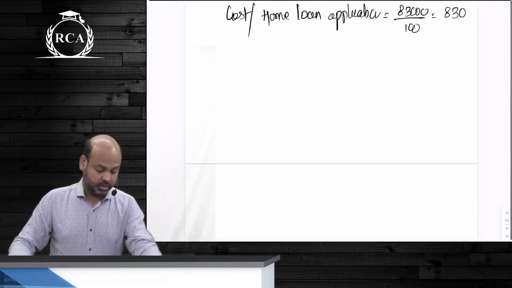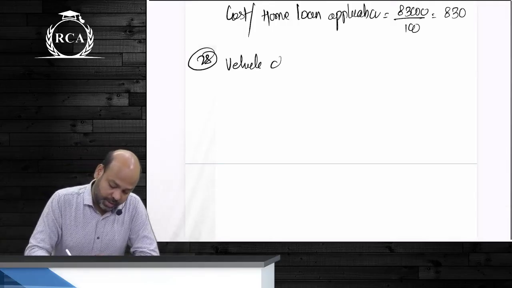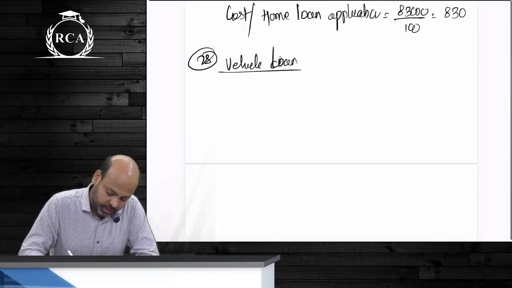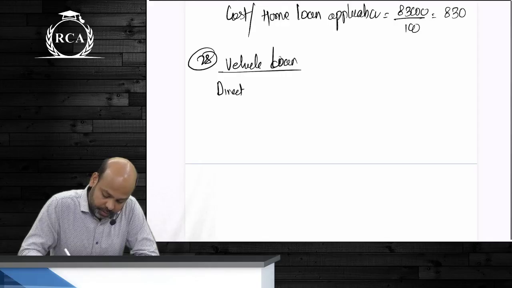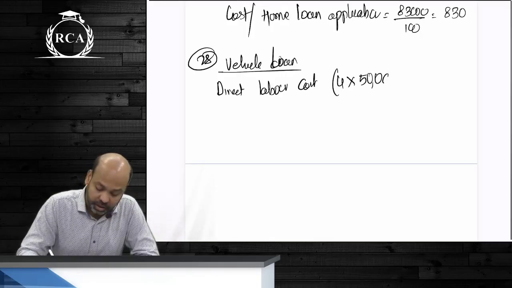Alright, first the vehicle loan. In the vehicle loan, how much is the amount of direct cost? Salary. Direct labor cost. How many employees? 4 employees. Each of them is being paid a salary of how much? 50,000. So the total amount of direct labor cost will be 2 lakhs.